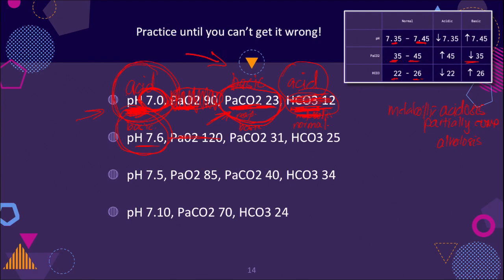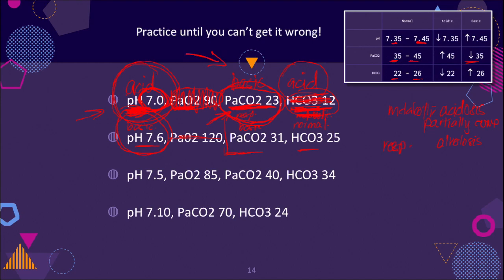We take a look at the bicarb and the carbon dioxide. We find the one that matches. Which one says basic? Well, it's carbon dioxide. And again, we know that this carbon dioxide level represents the respiratory system, so it's respiratory alkalosis.